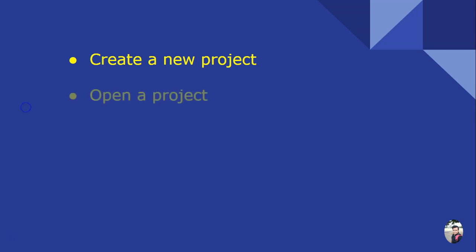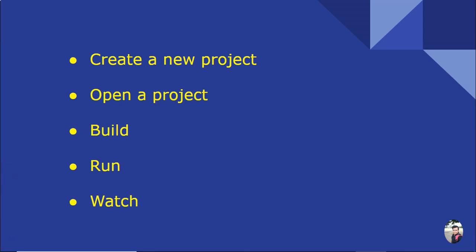So let's start. In .NET Core CLI, we'll see today how we can create a new project, how we can open a project using Visual Studio, and we'll see also how we can open a project in Visual Studio Code, how to build a project, how we can run a project, and how we can watch file changes in a project. So let's see this in action.